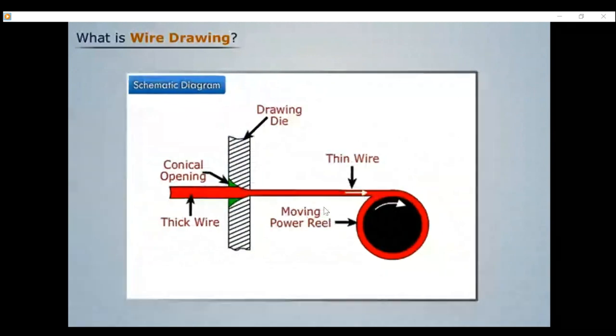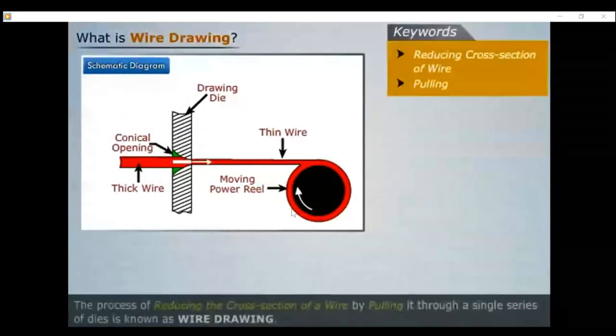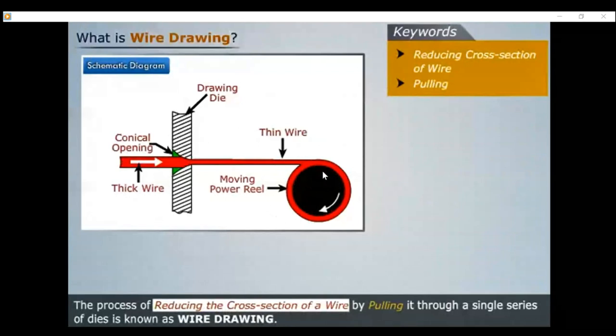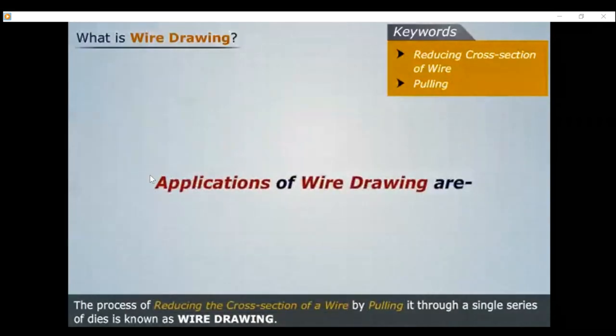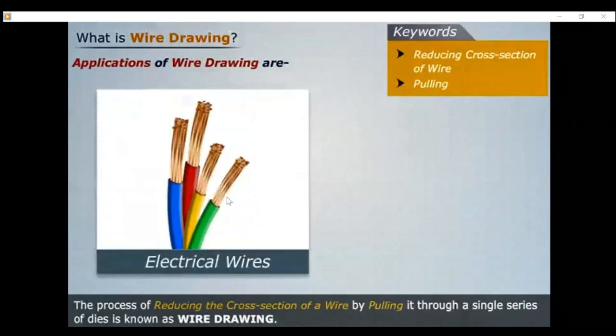This drum is rotating to pull the wire. We rotate the drum to pull it, and then we apply tensile stress. The other end is free, so we just apply tensile stress to reduce the size.